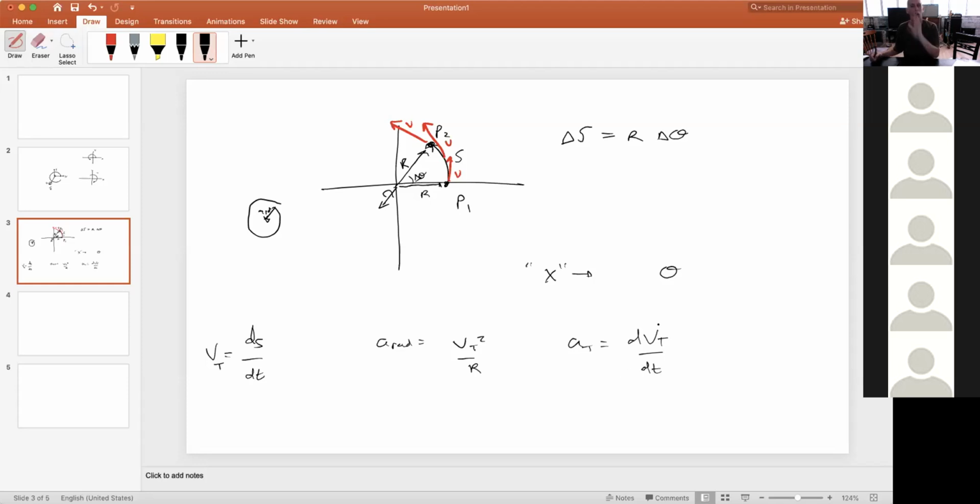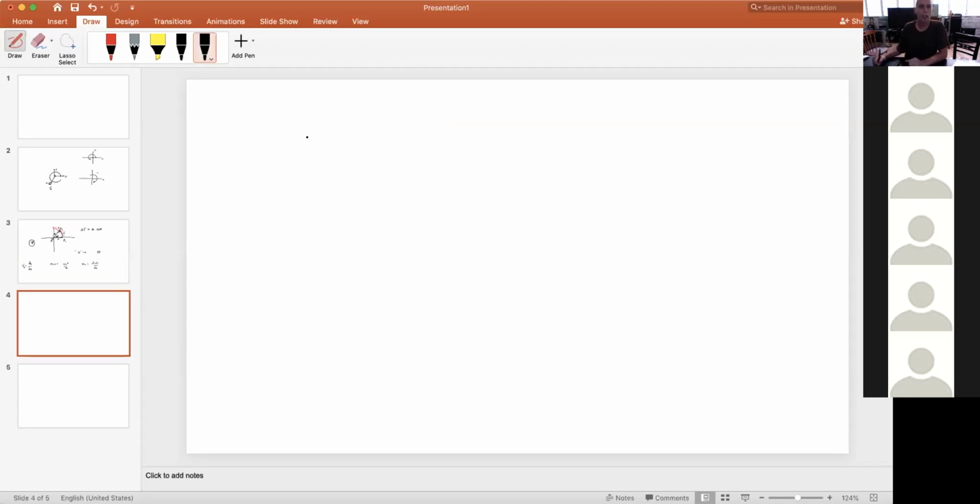Okay, so hopefully you understand all those things. What this tells us, though, is that if we have s is equal to r theta, then ds dt is equal to r d theta dt.